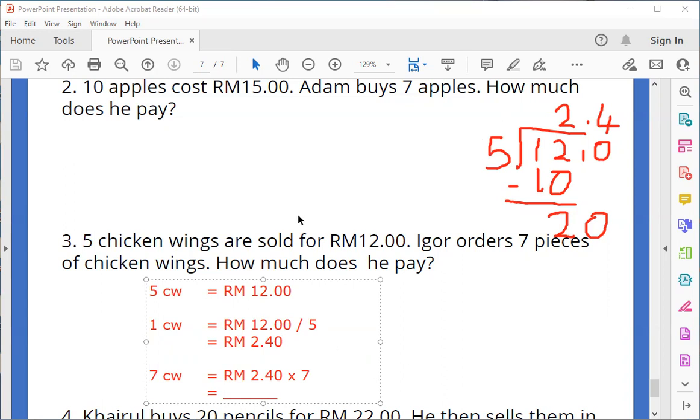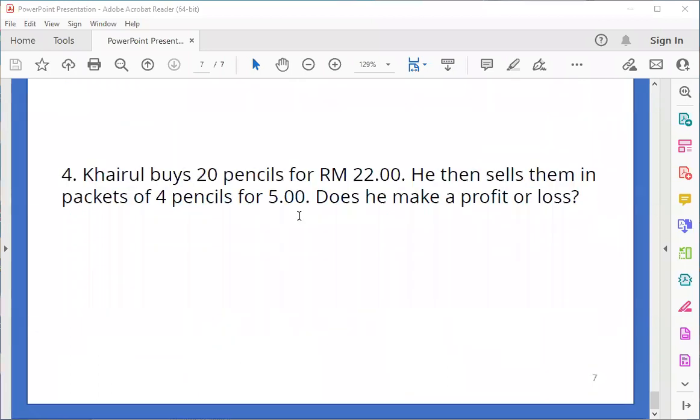One final example, okay? This is a bit of a KBAT question, a HOTS question. Why? Later you will see, because it involves a different topic as well. How does he make a profit or a loss? So, what's the story first? Khairul buys 20 pencils for 22 ringgit. He then sells them in packets of 4 pencils for 5 ringgit. Now, does he make a profit or a loss?